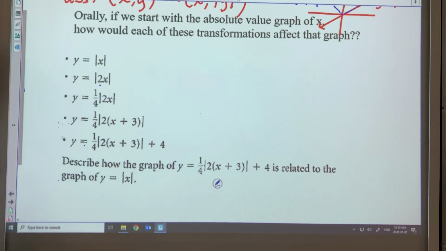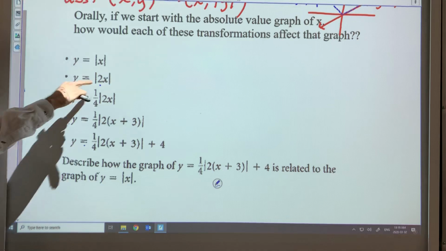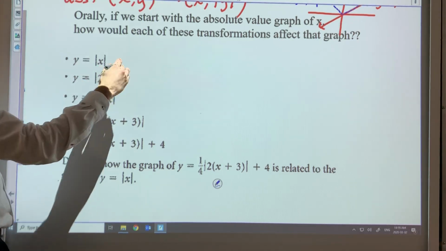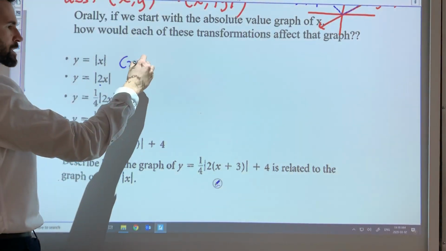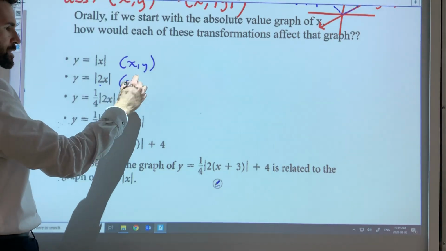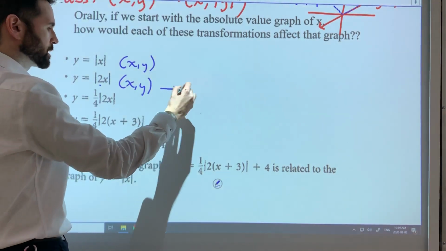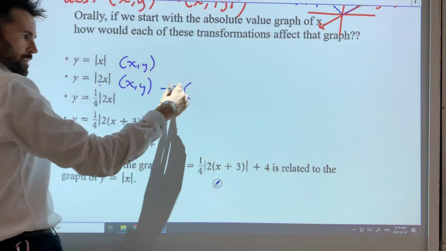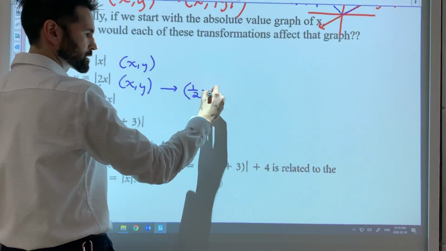Is it a horizontal compression? It's a horizontal one because it's on the X. So this is going to be taking my XY points here. Okay, this one is going to do what? It's going to take them and it's on the X. So it's going to be 1/2 X comma Y.